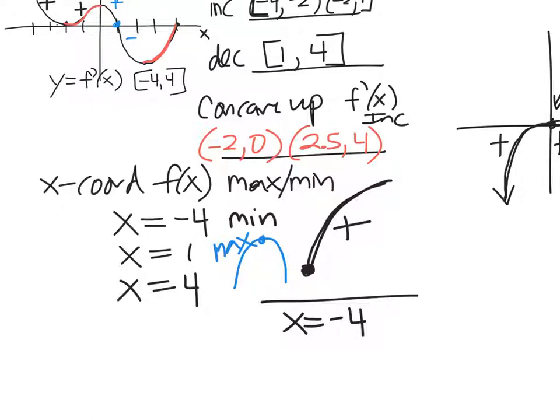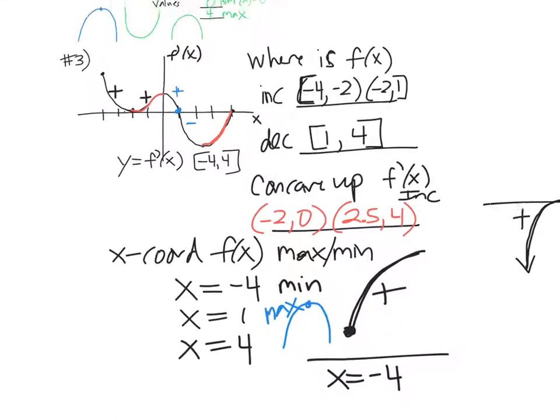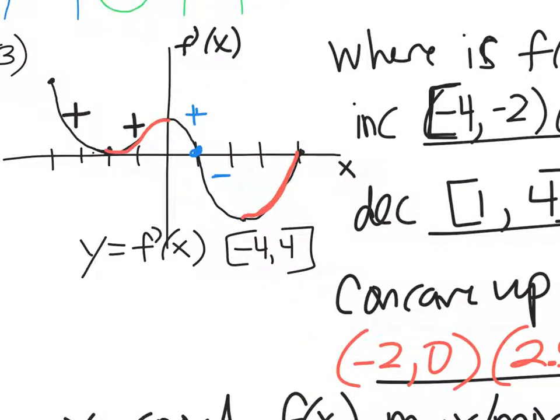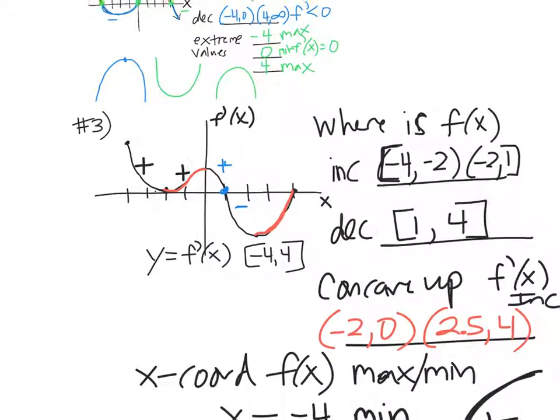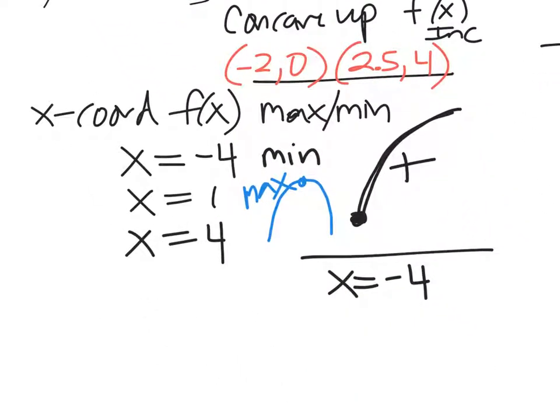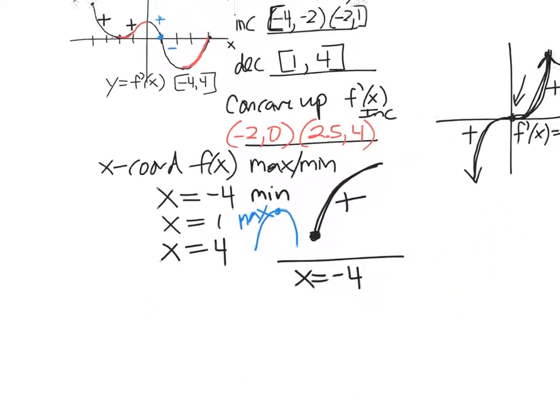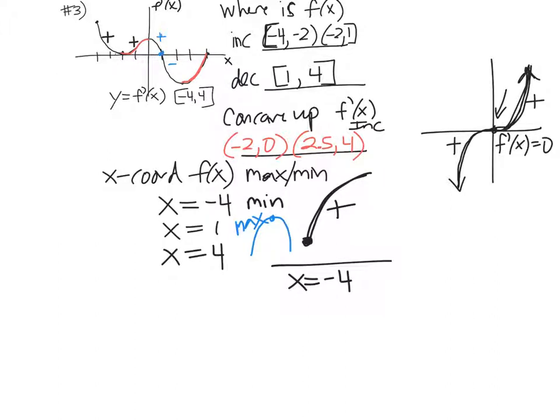Now be careful with the last one. How is that one a maximum? The last one? It's increasing on the left. 4. What's happening to the left? Oh, 4. I haven't gotten to that one yet. I haven't said that one yet. Oh, okay. So let's look at 4.